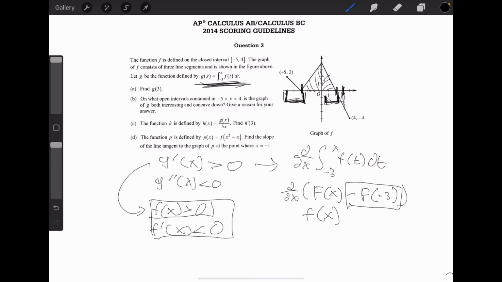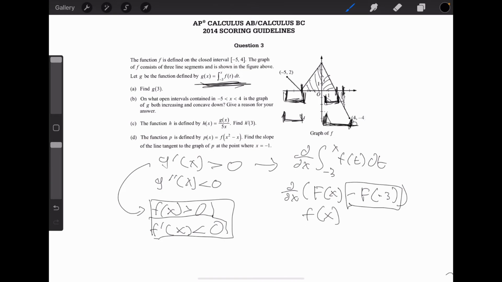So what about the second condition where f prime of x is less than 0? Well, this means that its derivative is negative. So that means that the slope is negative. So where's the slope negative? Well, again, this part, the slope is negative, right? And this part all the way to here, the slope is negative.